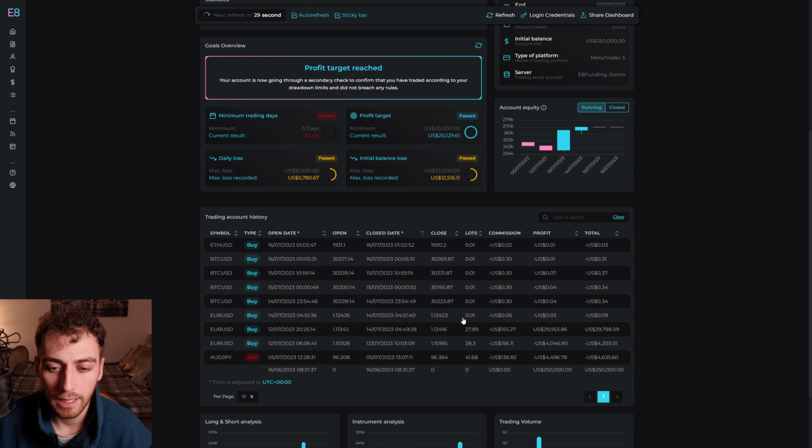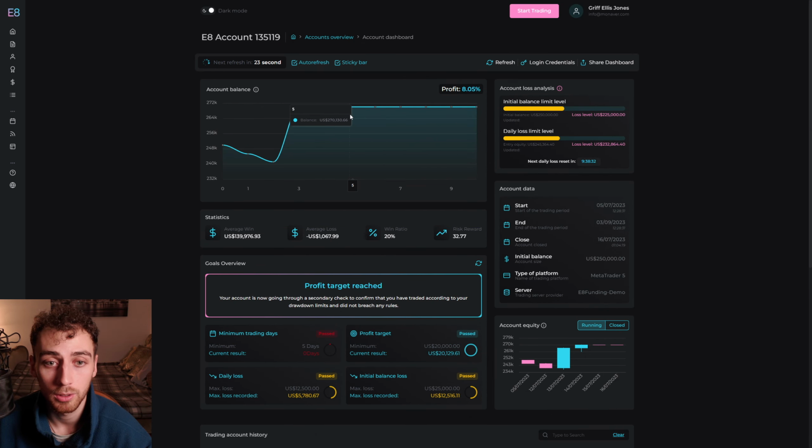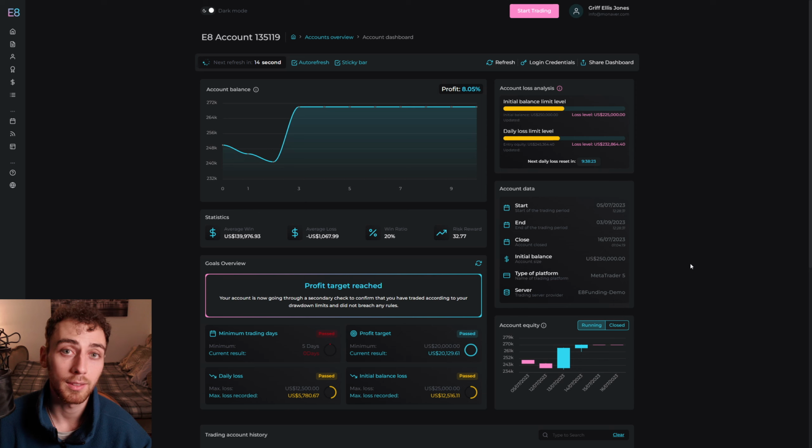So you can see I then took the micro lots to get the minimum trading days. I even did it on Bitcoin and Ethereum to be able to get the micro lot, the minimum trading days over the weekend. And I actually passed this in total in around 11 days. So very quick turnaround. I'll show you the trade that passed this quickly now.